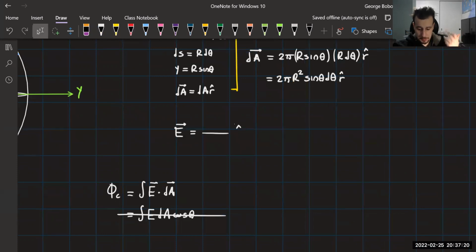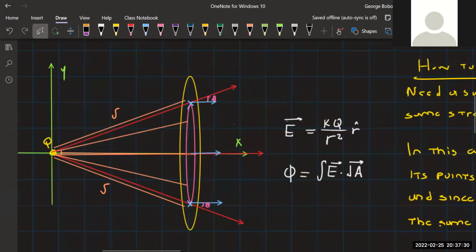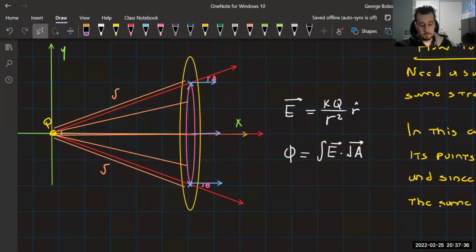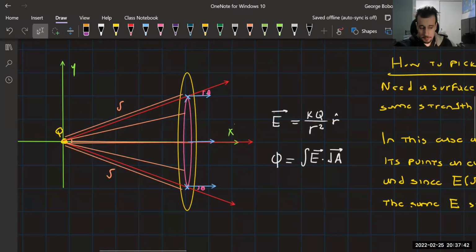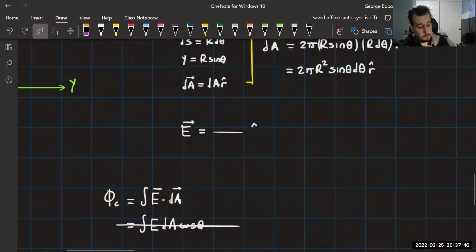Steal it from the previous. I'm trying to see what it would be here. I'm not too sure at the moment. What do you see? KQ over R squared. In what direction? The R hat. Nice, it's radially outwards. Okay.